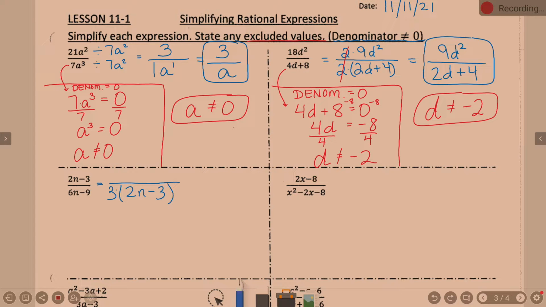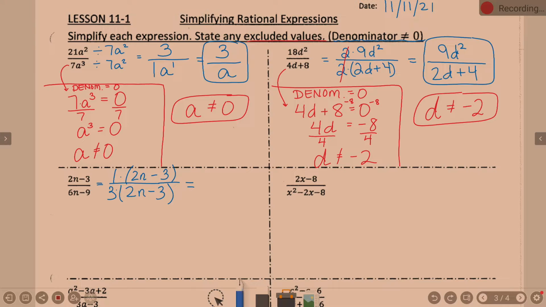If I factor out a 1, humor me here. 2n divided by 1 is still 2n, right? Minus 3 divided by 1 is still the minus 3. There's a reason I did that. My top is factored into 1 times 2n minus 3. My bottom is factored into 3 times 2n minus 3.